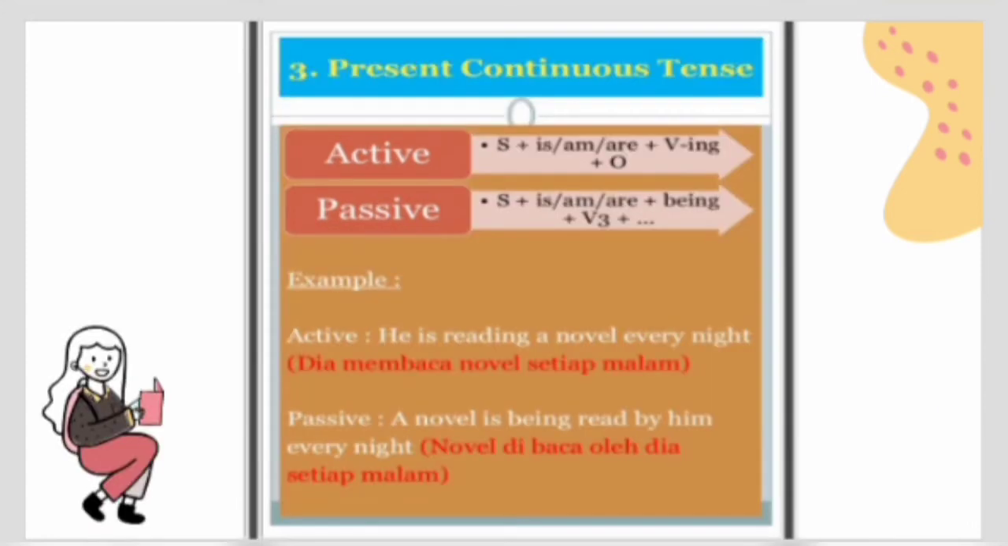The third is present continuous tense. Formula of present continuous tense for active sentence: subject plus is, are plus verb ing plus object, and passive sentence: subject plus is, are plus being plus verb 3. For example, active sentence: he is reading a novel every night. And passive sentence: a novel is being read by him every night.